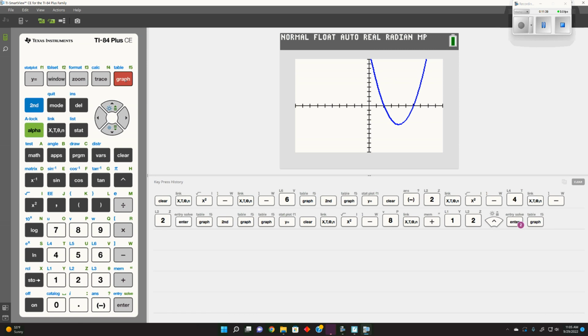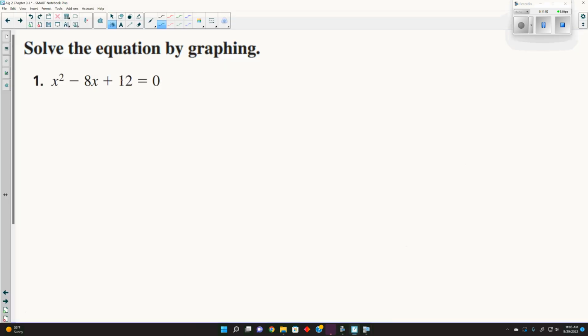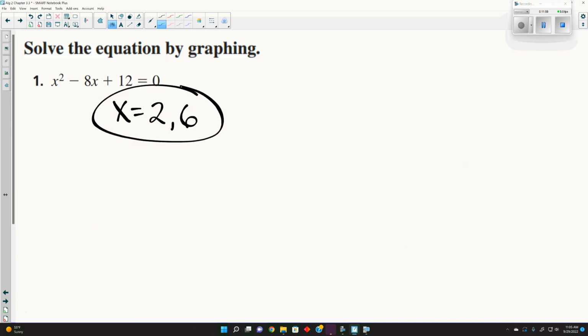So we're looking for where it crosses. So the second graph will give us the table, and our two values are what? 2 and 6. So here x is equal to 2. So we could also write it as 2 comma 6. That's another way to write it. And then you graph. No, you forgot the x. I forgot the x. Okay, yep.